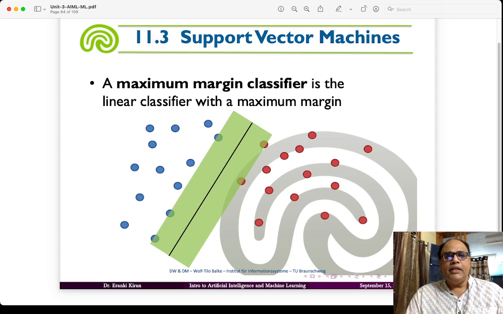This is also otherwise called the maximum margin classifier. The reason is that it is a linear classifier with a maximum margin. The margin size of your classifier, or the width of your hyperplane, will determine how well your data points can be classified.